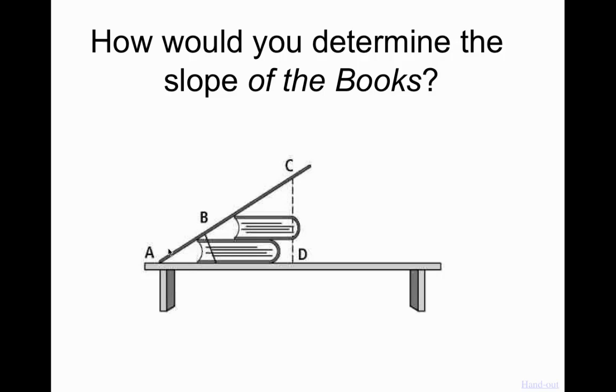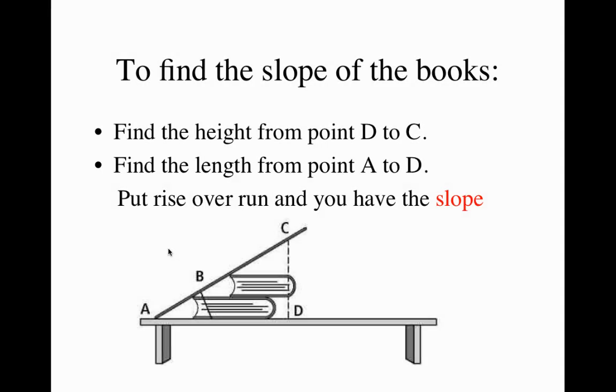How would you determine the slope of the books? You go for the height from D to C, and then you take the length from point A to D. Put the rise over the run, and you have the slope.